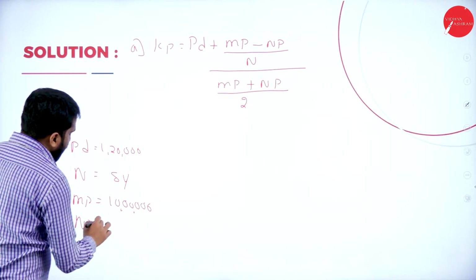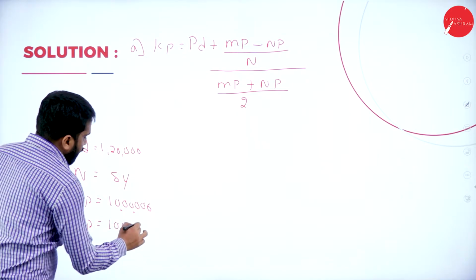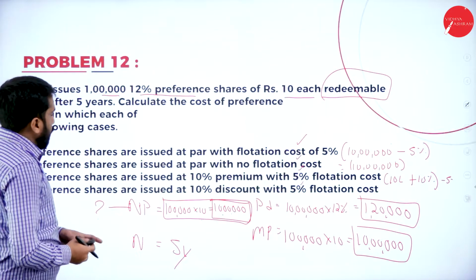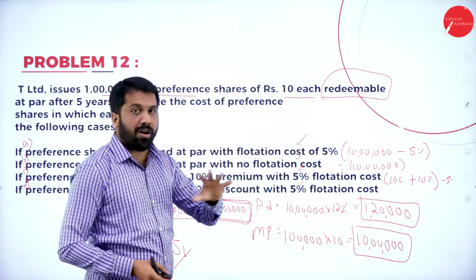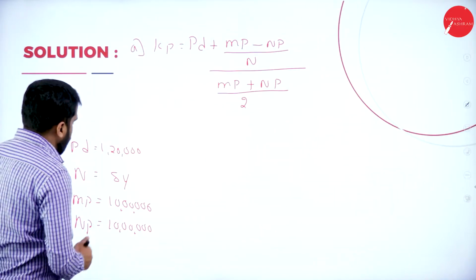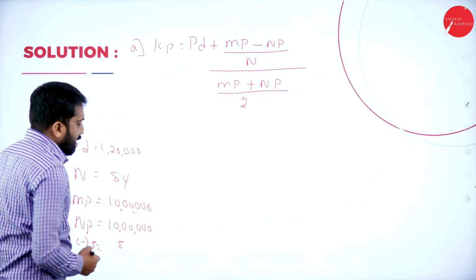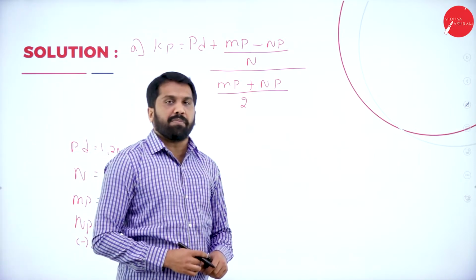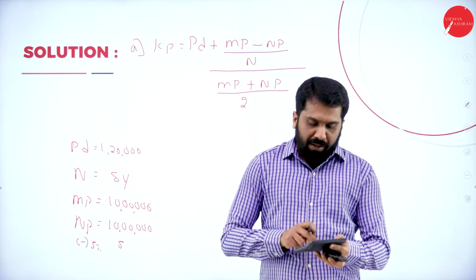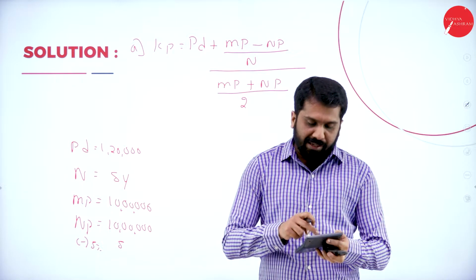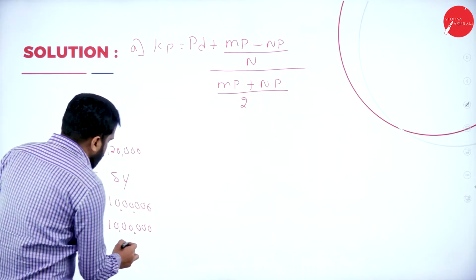NP will change. Why is it changing? I'll show you. Actually, it is 10 lakh only. But for the first case, preference shares are issued at par with flotation cost 5%. So, minus 5%. For 10 lakh, 5% is how much? It will be around 50,000. I'll check it once. 10 lakh into 5% will be 50,000.